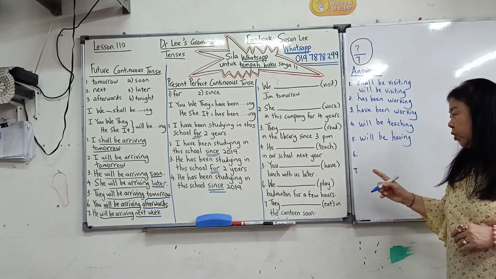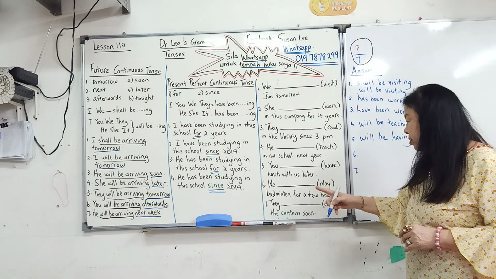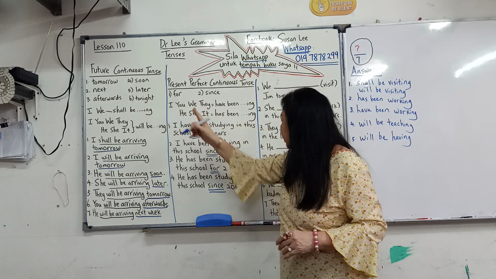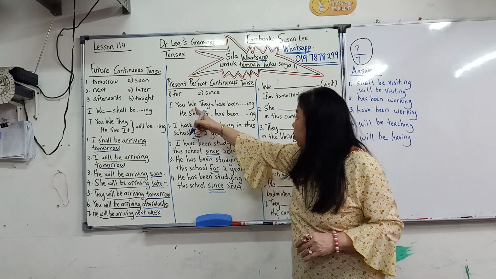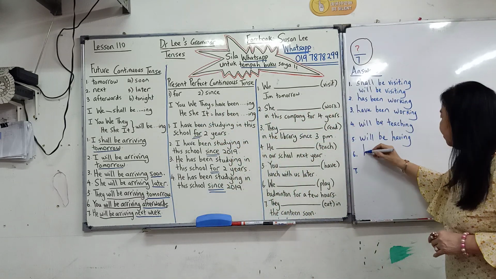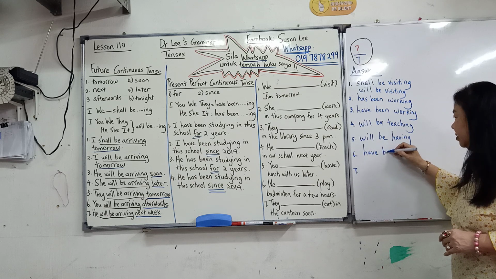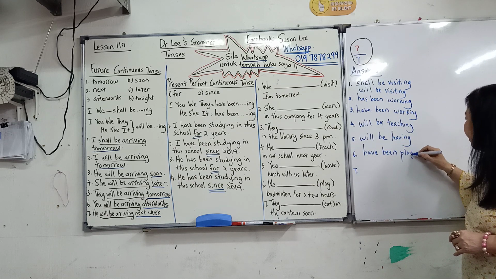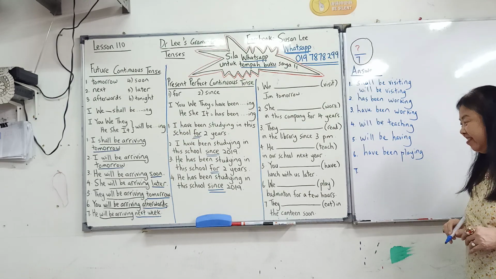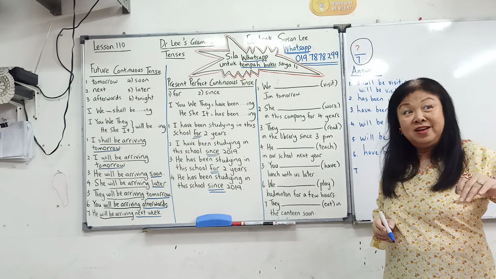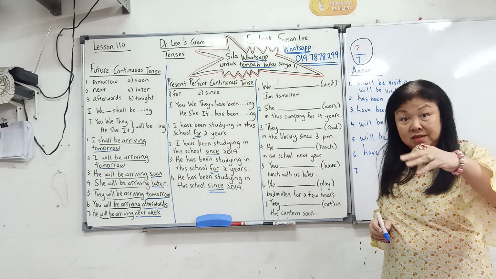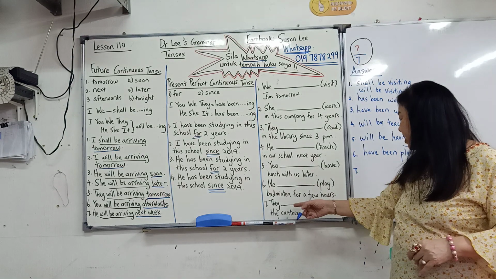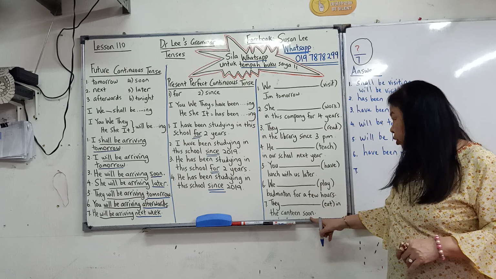Number six, we. And then look, the important word is for. For is here. Present perfect continuous tense. We, for we use have been. And then play becomes playing. This is your answer. Okay? For a few hours, that means a few hours in the past until now, it is still happening. It has not stopped.